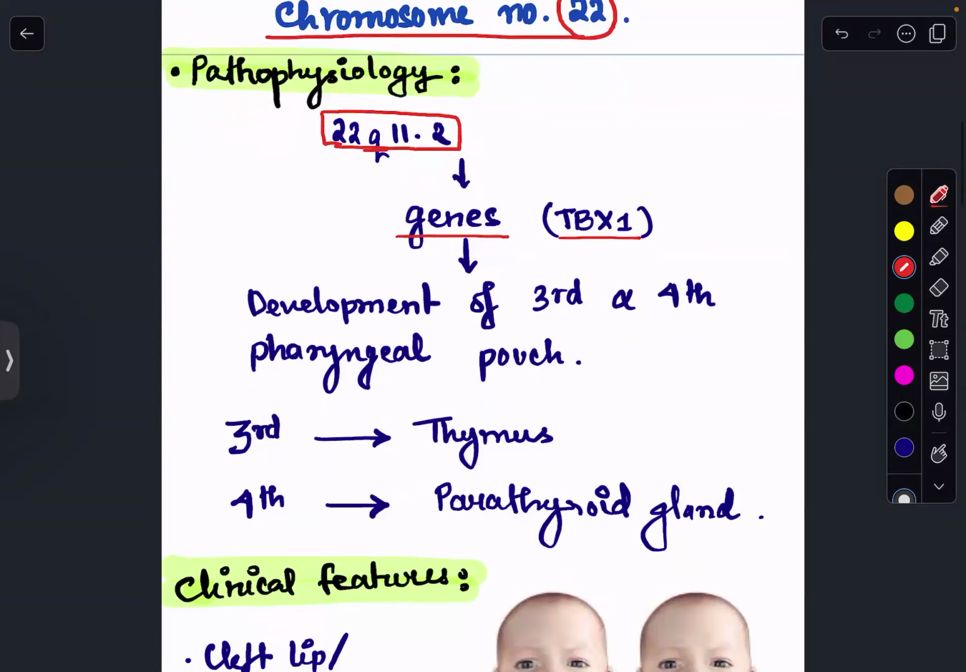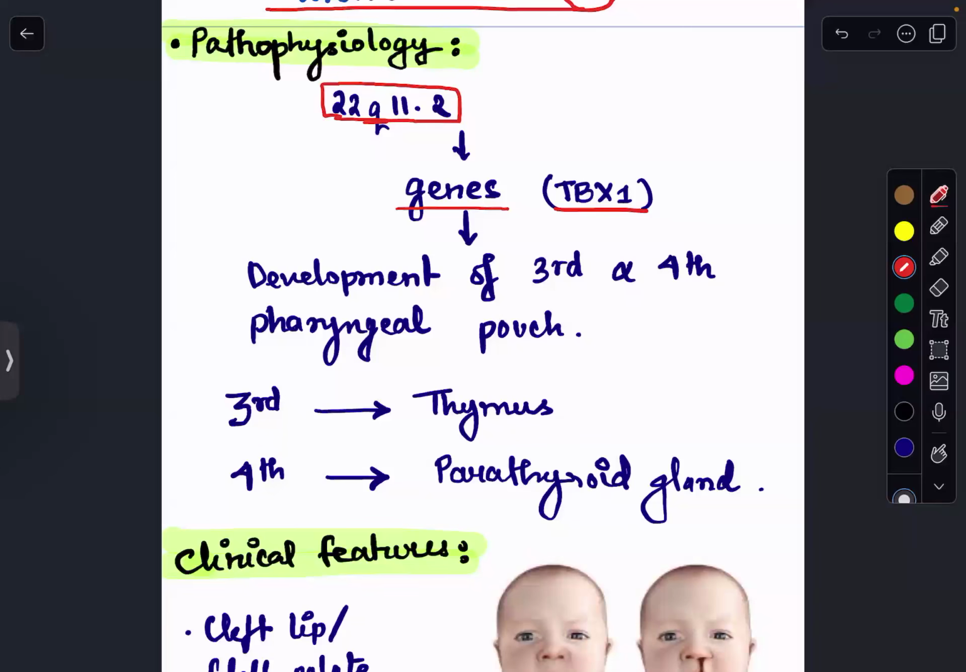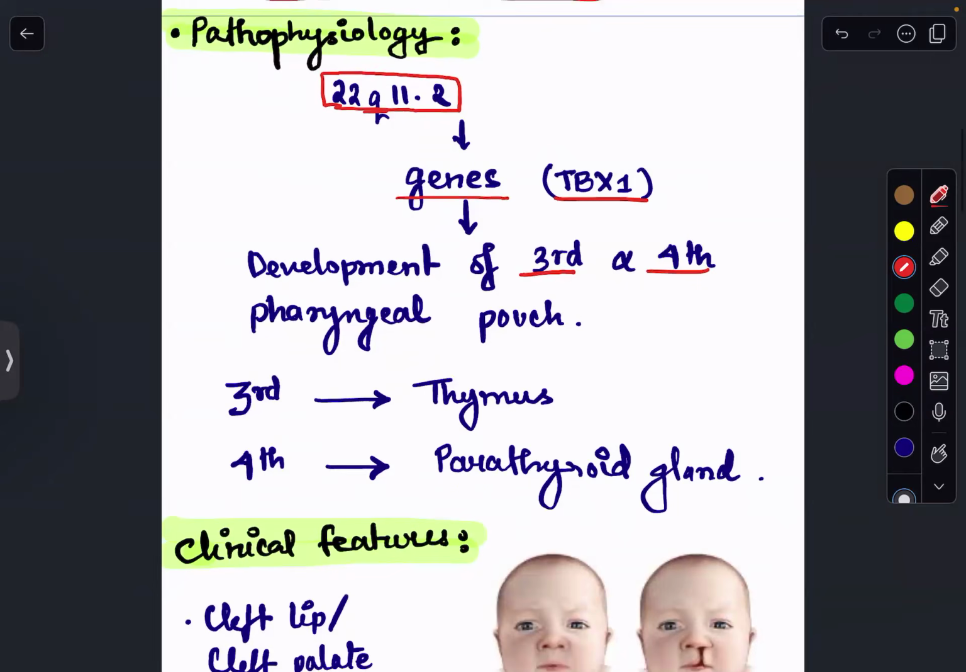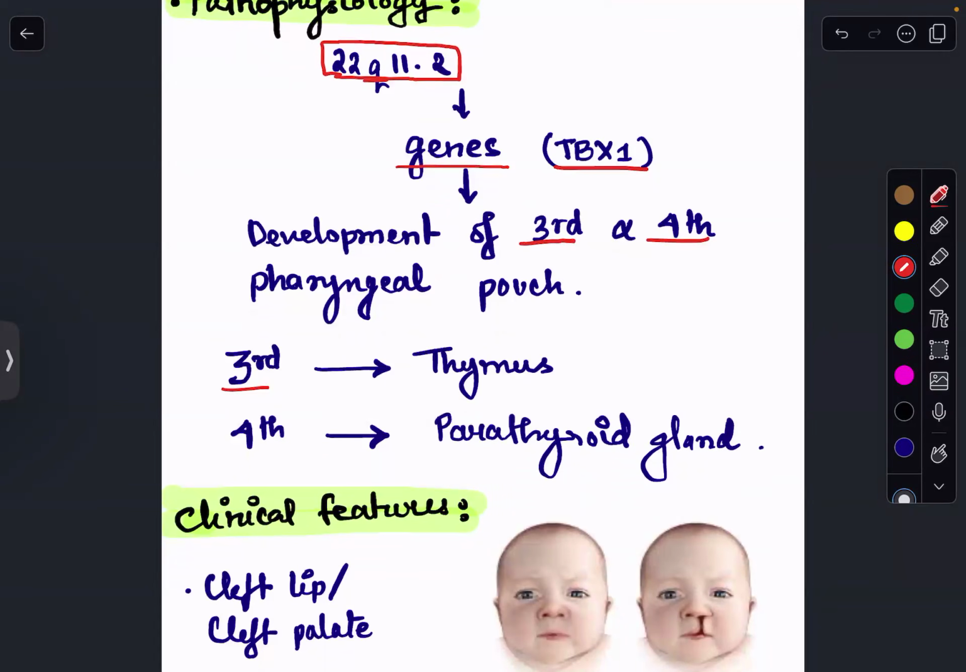This usually encodes for some genes. And these genes, also known as the TBX1 gene, this particular gene is responsible for the development of the third and fourth pharyngeal pouch. Commonly, the third pharyngeal pouch will differentiate or develop into the thymus, which is the organ where the T cell matures, and the fourth pharyngeal pouch develops into the parathyroid gland.